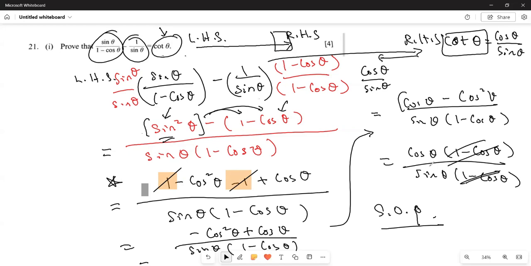After canceling this, you actually get cosine over sine and you go back to cotangent theta. Okay, so how do you find this?